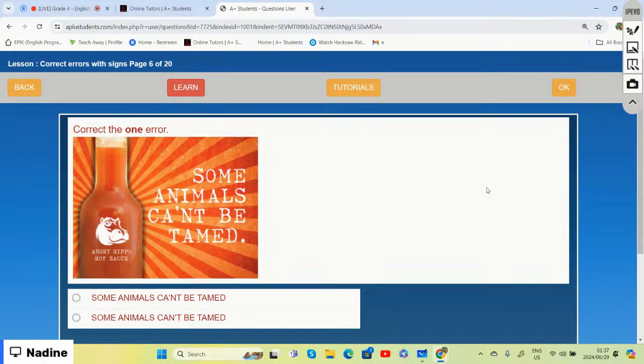All right, the next one says some animals can't be tamed. Look at the words. It says some animals can't be and tamed. We need to correct one error on that sign. Is it option one or option two? Look at the wording on both option one and two.